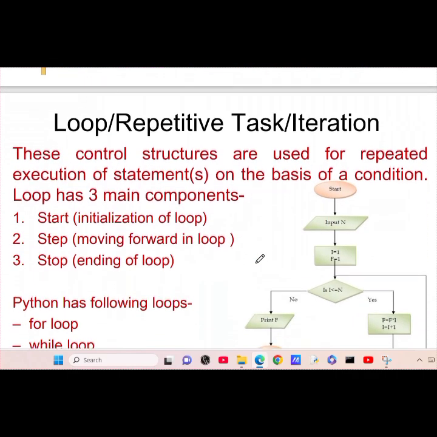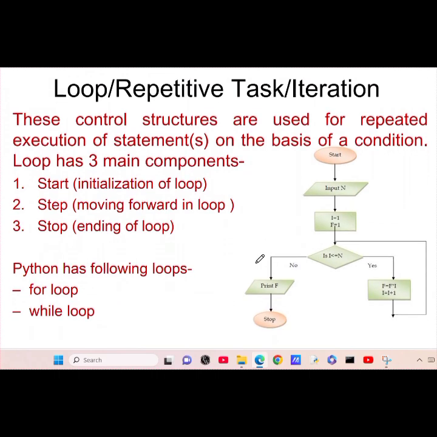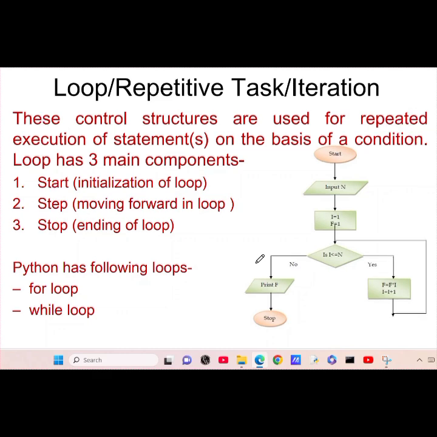Then loop and repetitive task iteration, what do you understand? As we know, what is a loop? Executing a specific program in a specific manner through looping is known as a loop. It is a control structure used for repeated execution of statements on the basis of a condition, meaning the conditions which are repeating, so it is known as a loop or repetitive. A loop has three main components: start, step, and stop.